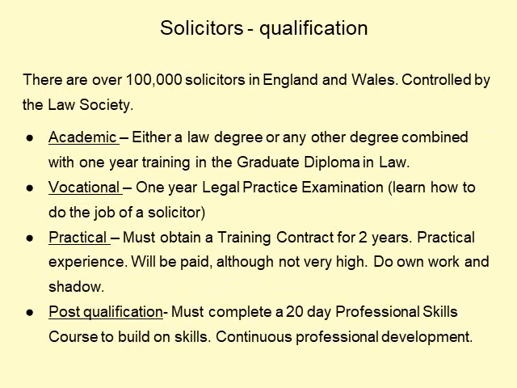So moving on to the qualification of solicitors, there are far more solicitors than there are barristers, around about 100,000 in England and Wales, and they're controlled by the Law Society. Qualification starts off the same, academic qualification, either a qualifying law degree or another degree combined with a 1-year training in the graduate diploma in law. They move on to vocational training, which is a 1-year legal practice examination or legal practice course to learn how to do the job.